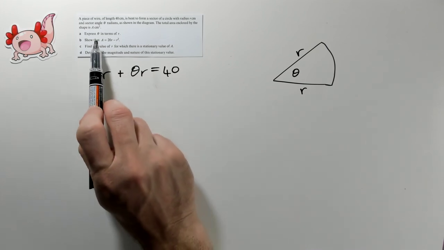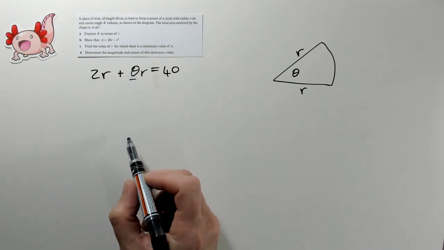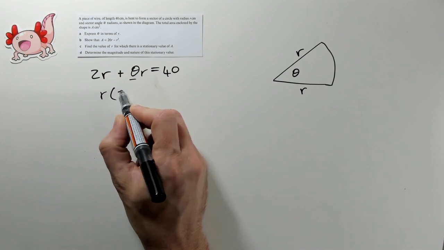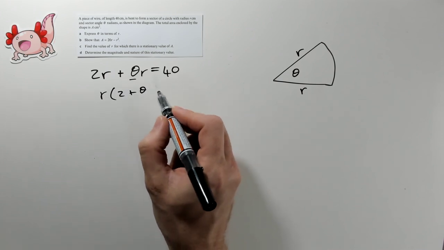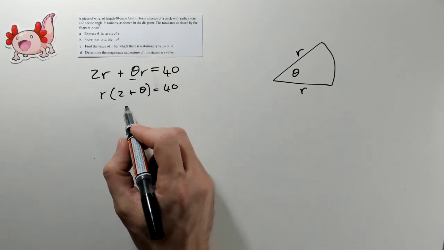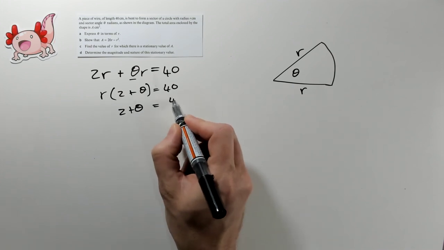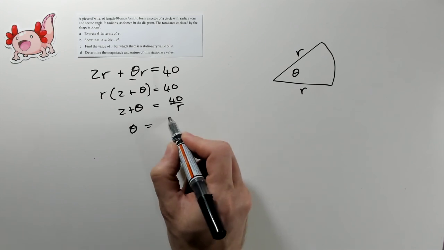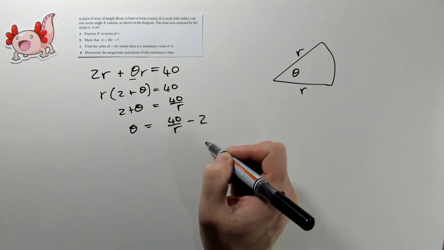And now I have to express theta in terms of r, so theta should be my subject. To get that out, I'm going to factorize, and then I'm left with 2 plus theta, and that is going to be equal to 40. I'm going to divide by the radius on both sides. So if 2 plus theta is 40 over r, then just subtract 2 on both sides. So I have 40 over r minus 2.